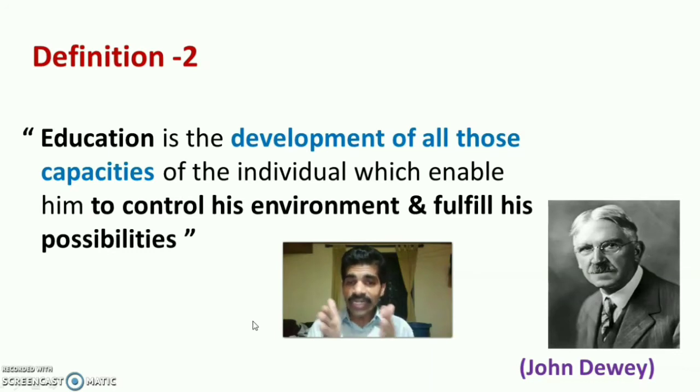So education is the development of all those capacities, hidden talents of an individual, of the child, of the scholar, which enable him or her to control his or her changing environment, thus fulfilling his or her possibilities, needs or success in life. So according to John Dewey, education is the development of all those capacities of the individual which enable him to control his environment and fulfill his possibilities. So this is the second definition.